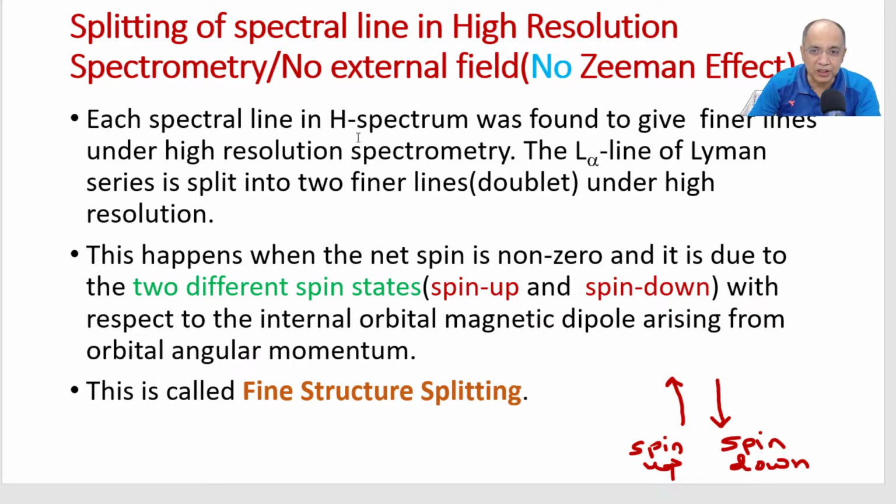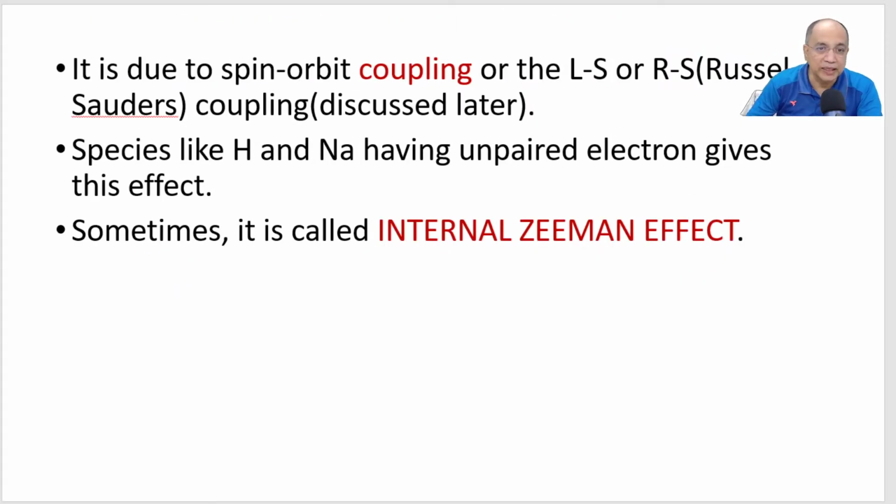Now see, this next one is about why there is a splitting. There is no external magnetic field, but still there is splitting. Why? It is due to spin orbit coupling, or what is called LS coupling. L is the angular momentum vector of the orbital, we'll talk about that, and S is the spin quantum number or spin angular momentum vector. So LS, also sometimes called RS, due to the two scientists, Russell Saunders, RS coupling, discussed later.